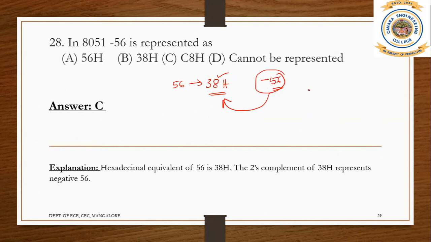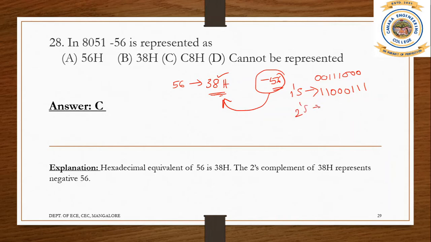If you find the 2's complement of any number, you will get the negative of that number, right? So you have to find the 2's complement of 38H. 38H is nothing but 0, 0, 1, 1, 1, 0, 0, 0. Agree? Now find the 1's complement first. Just complement: make 0 as 1, 0 as 1, 1 as 0, 1 as 0, 1 as 0, and 1, 1, 1. So this is the 1's complement.